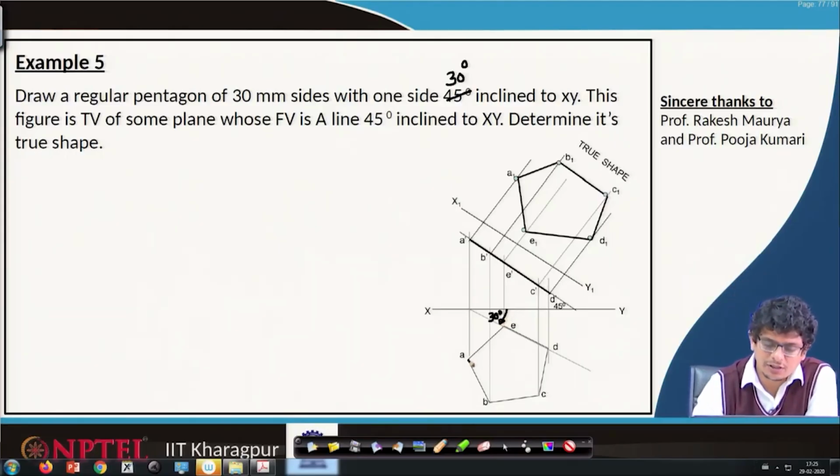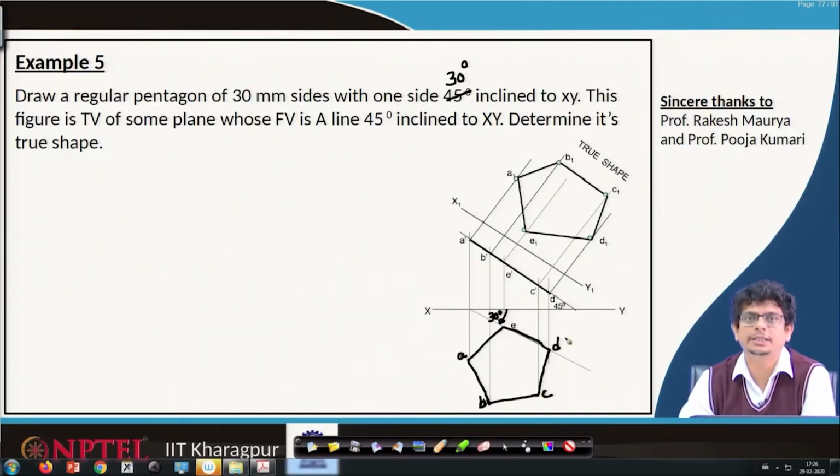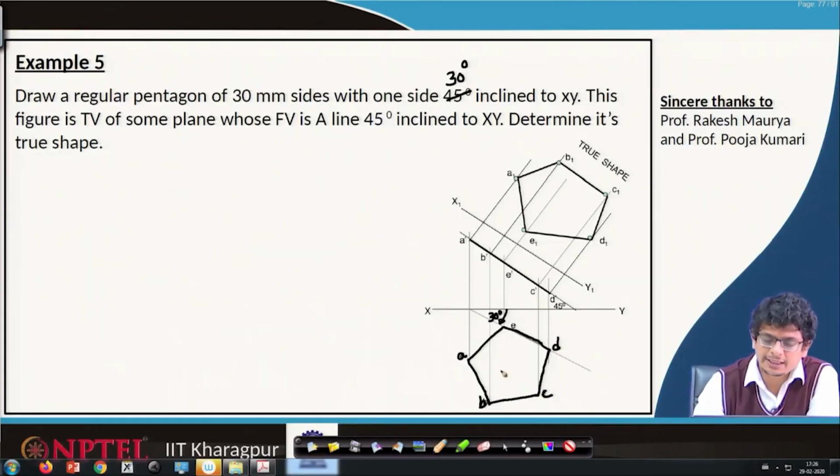So, first of all we make a regular pentagon having points A, B, C and D. This is the top view. For some shape, what the true shape is we do not know, but when we are looking at the top view level, it is giving us a regular pentagon of 30 mm side and one of the sides is making a 30 degrees angle to xy.